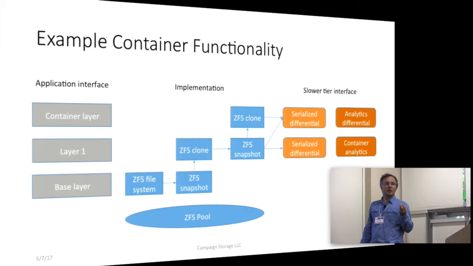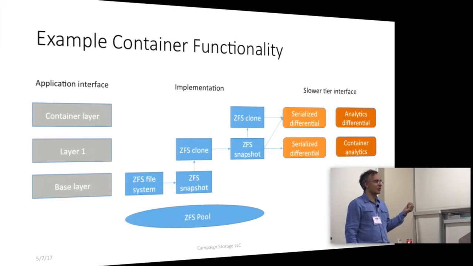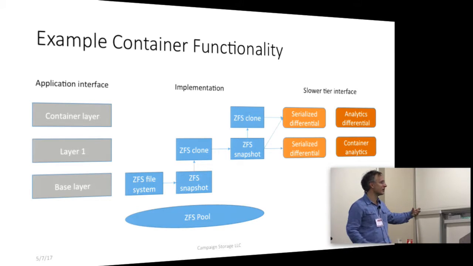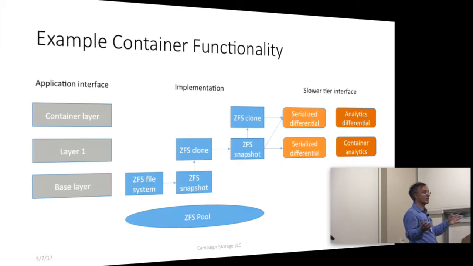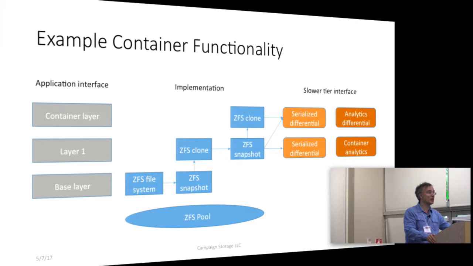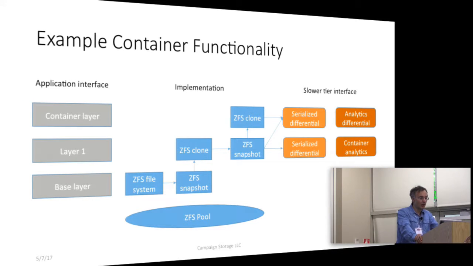In order for this to fit into a tier, it's very important that these containers can be serialized, that you can send the whole thing as a stream without looking at what is inside. There could be billions of files inside this thing that you can't handle in a slower tier. You can handle a stream. You also want differentials, so that if you make a modification to a container, you can stream out the differential. And ZFS containers happen to do this very well.